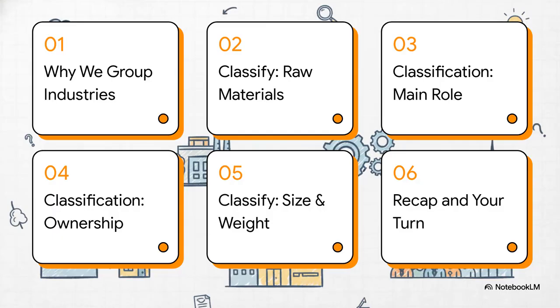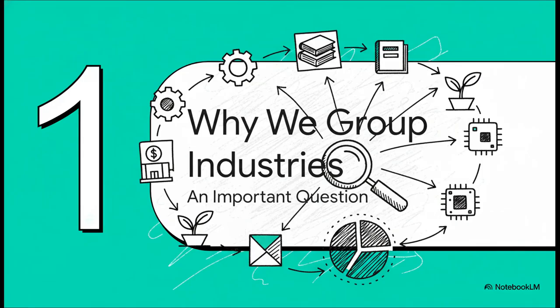So, here is our plan for today. First, we will understand why we need to group industries in the first place. Then, we will look at the different ways we can classify them, based on what they use, what they do, who owns them, and even how big they are. And at the end, we'll have a quick recap and a small task for you. Shall we begin? All right, let's start with our first section.